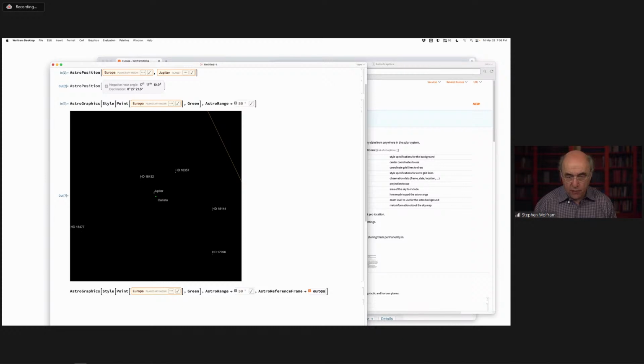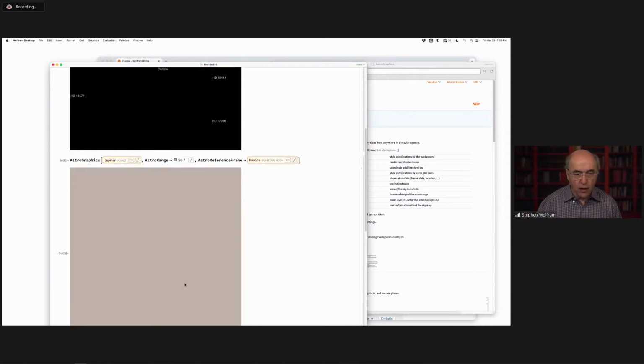But this is unfortunately relative to the center of Europa. I'd have to choose coordinates. I'd have to choose my latitude, longitude on the surface of Europa. Okay, let's go ahead and put in Jupiter here. And let me forget about all this styling and greening and so on, because what I'm going to do is look at, from the center of Europa, I hope.